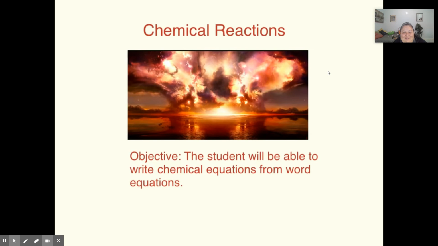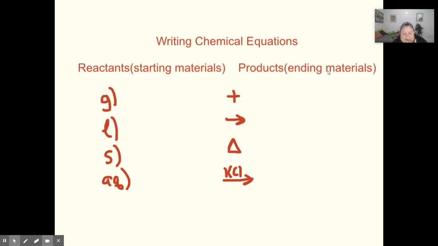Stay tuned. Well, first of all, in order to write a proper chemical equation, you need to know some things about it. So you need to know that the reactants always are the starting materials, and that those always go on the left. And the products are the end materials, and they go on the right. And in between them, you have an arrow pointing from the reactants to the products.